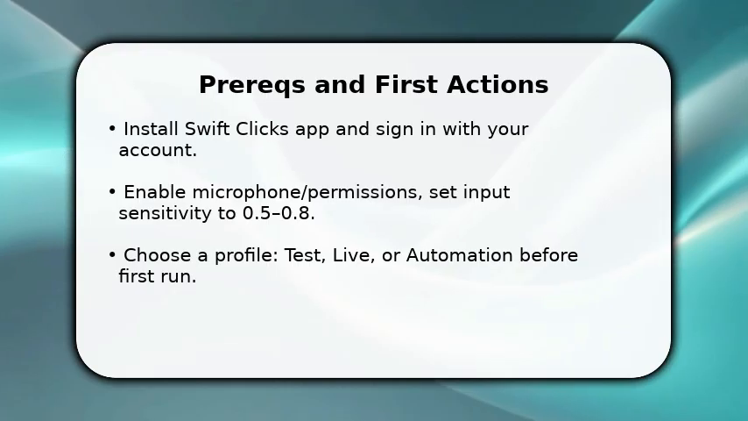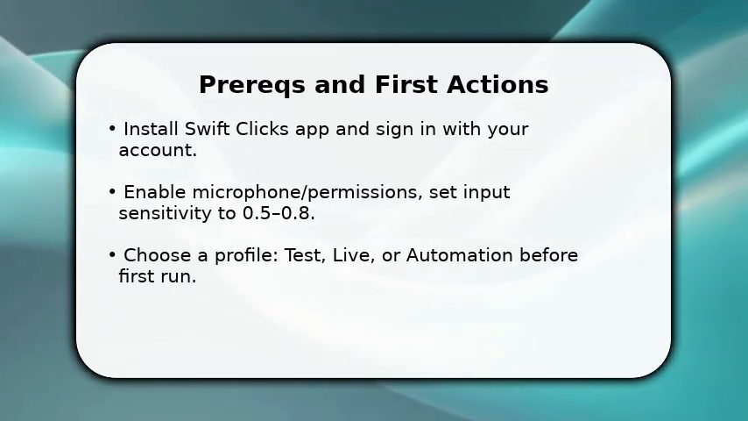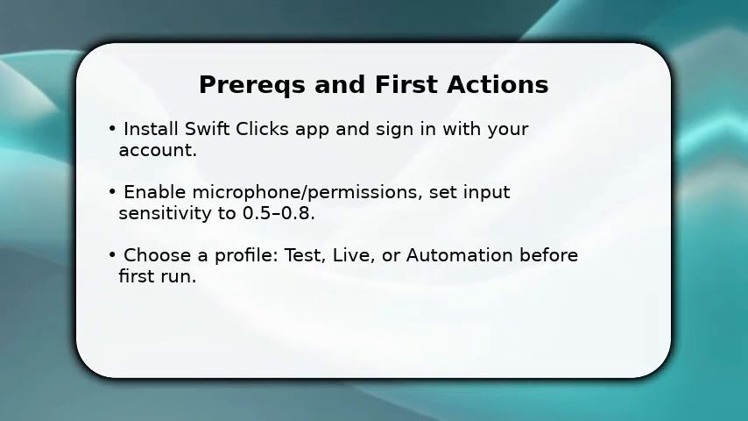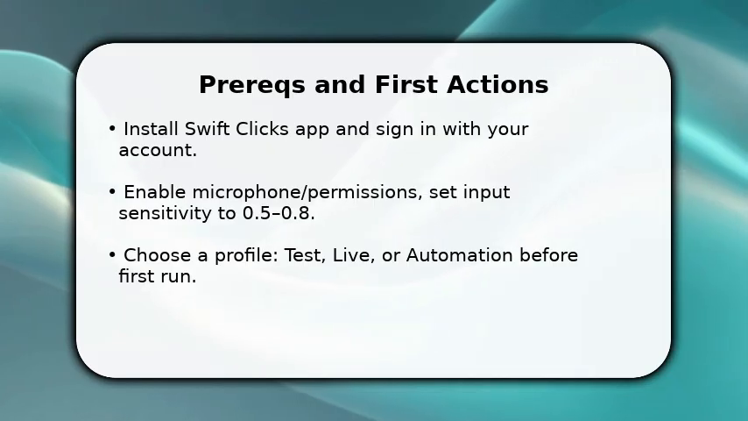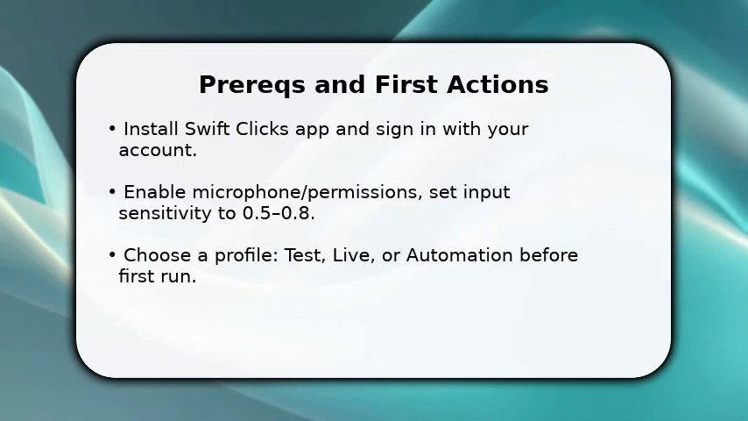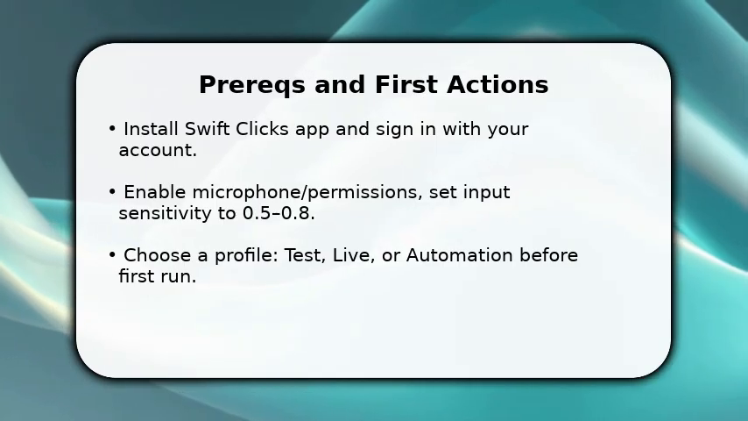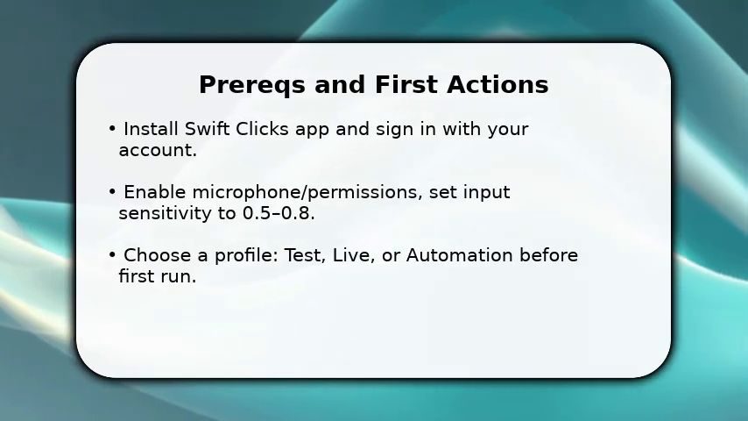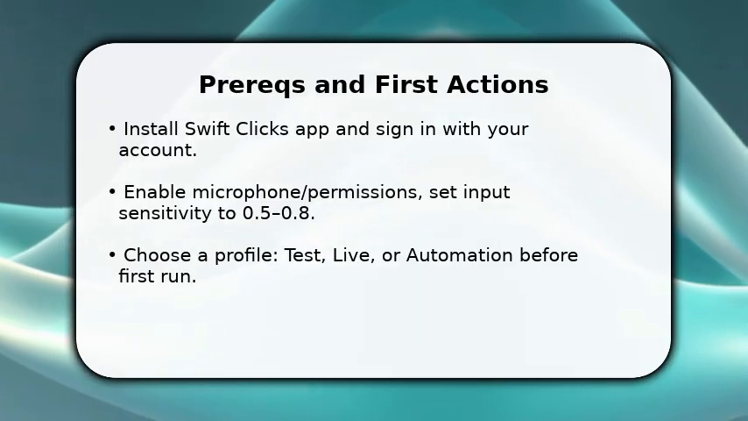You start by confirming the essentials: the app installed, permissions granted, and a profile chosen. Once done, open SwiftClicks and select Test Profile so you can iterate safely. Tap the microphone icon, set sensitivity to around 0, 50, 8, and run a short input to verify detection. Make sure to keep ambient noise low for accurate clicks. This gets you into the live flow quickly and prevents wasted adjustments later.